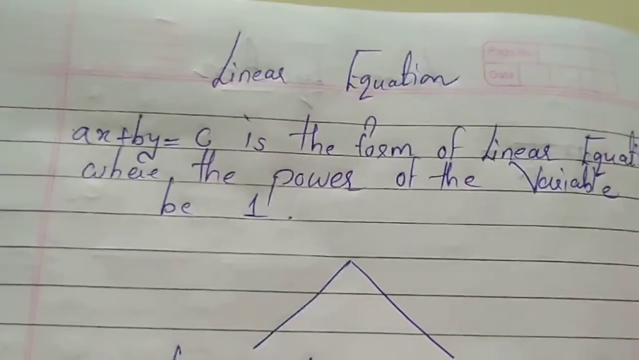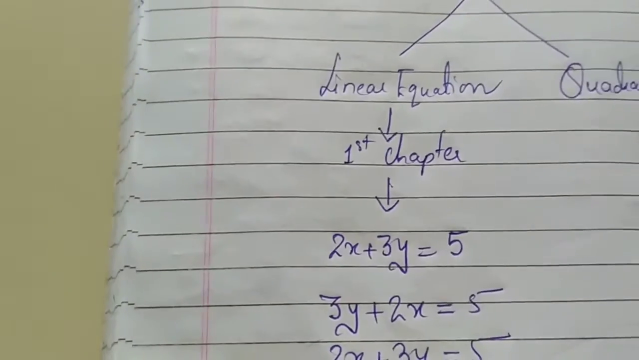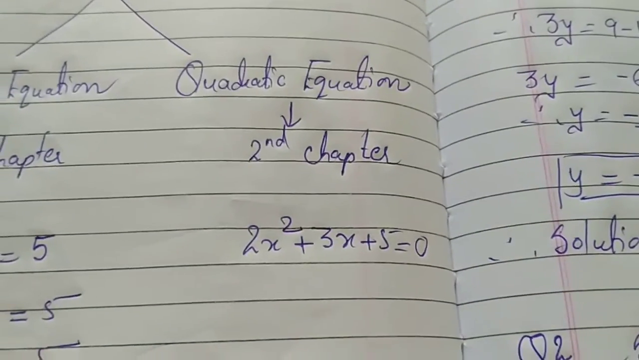Now I'm starting your syllabus in algebra. That is the first chapter. The first chapter name is linear equation. Basically, in the entire syllabus, you are going to deal with two types of equation, children. First one is a linear equation and the second one is a quadratic equation.